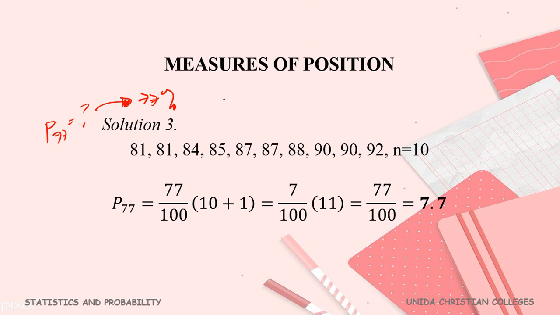So, formula po natin, same. P sub k is equals to k divide by 100 naman po, and then times n plus 1. So, since you are solving for 77 percentile, your k will be 77 divided by 100. And n is 10. So, we have 10 plus 1. Add, we have 11. 7 times 11, that is 77. Copy the denominator, which is 100. So, 77 divided 100, that is 7.7 position.